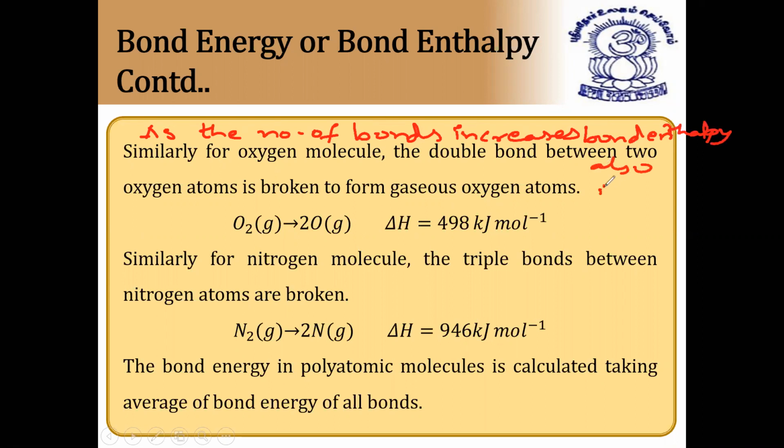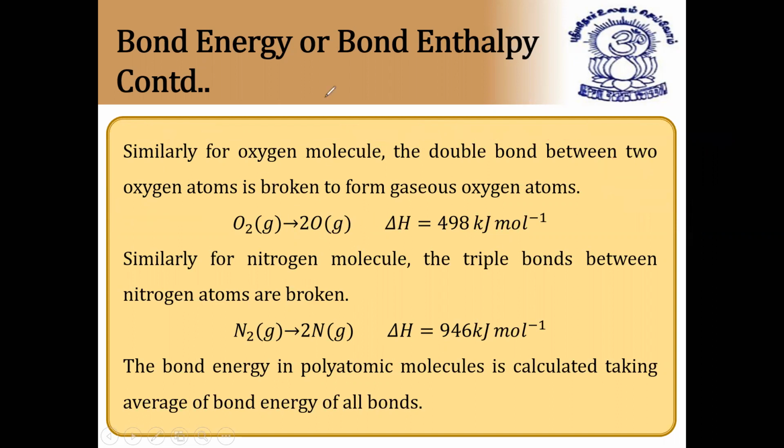Bond enthalpy also increases. This statement is very important. All of you, please make a note of this. As the number of bonds increases, bond enthalpy increases. How? In the case of a single covalent bond between hydrogen and hydrogen, it is around 435. For a double bond it is 498, and for a triple bond it is more than 946. So by this, you can understand that as the number of bonds increases, bond enthalpy increases. This is called bond energy or bond enthalpy.